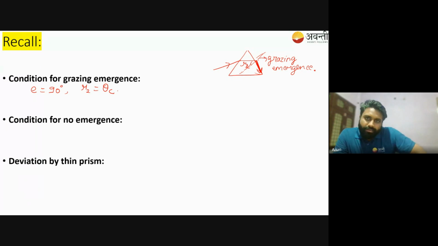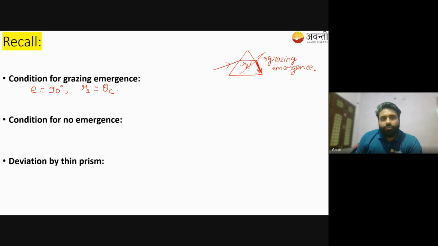ठीक है? On the critical angle पे, the emergence angle or the angle of refraction would become 90 degree. Means there is no ray which is entering into the second material. It grazes only from the boundary. ठीक है? Along the boundary.